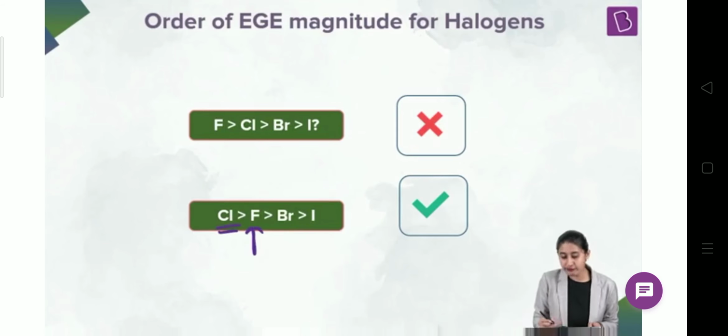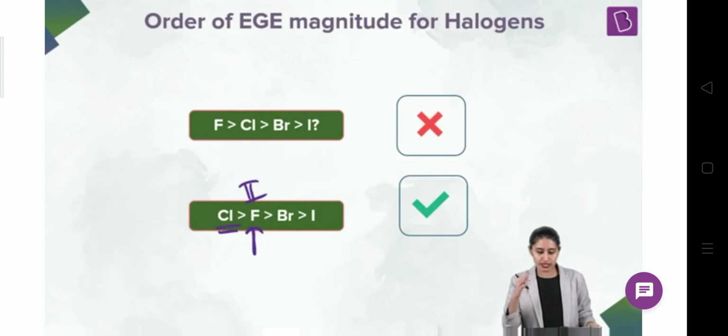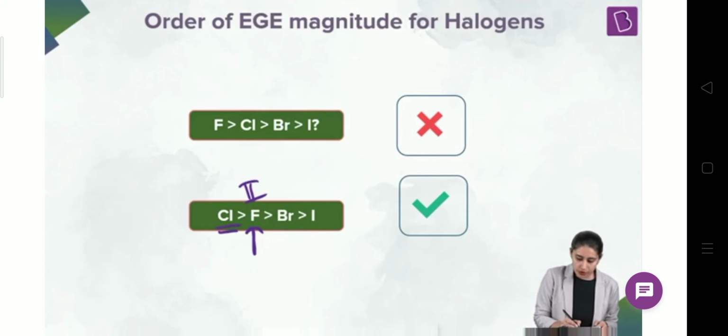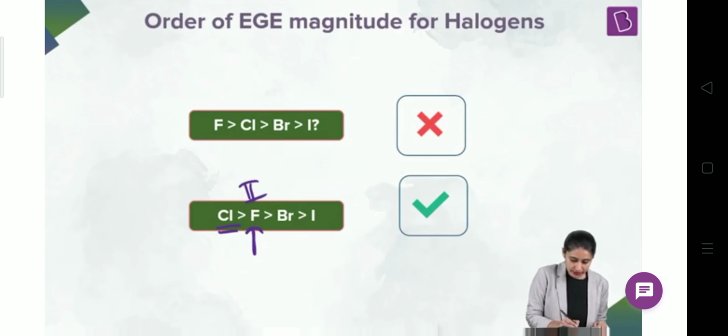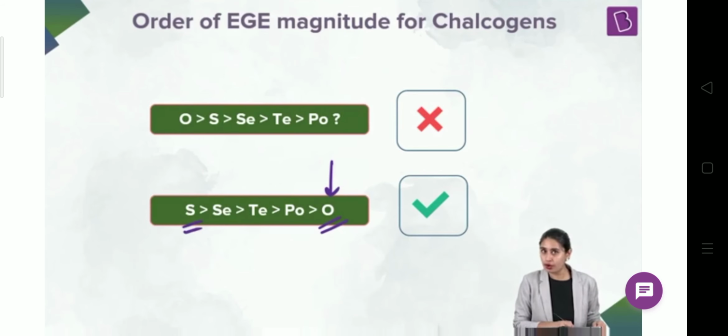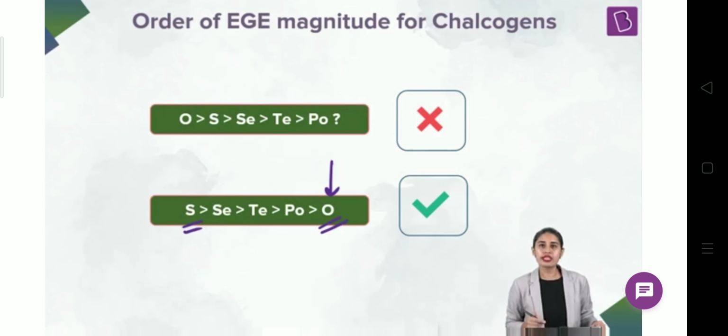Here chlorine and then fluorine. Fluorine is going to second number here. Chlorine and then fluorine, then bromine, then iodine. So fluorine would still like to accept an electron even if there were electronic repulsions. But with oxygen, the energy is lesser than any of the other group 16 elements, right? Look at this. It is going at the end. All right, so point to be noted. This should be kept in your mind.